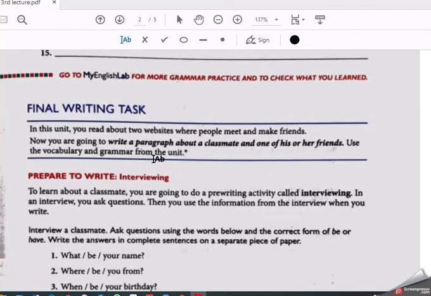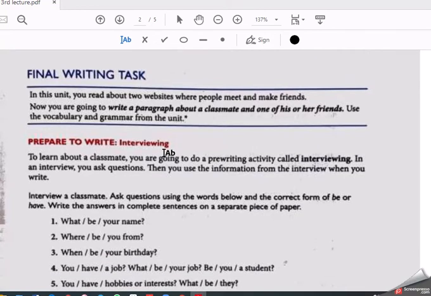The first one here, according to this book, is prepare to write. Before we write, what do we have to do? Here, now you are going to write a paragraph about a classmate and one of his or her friends. Use the vocabulary and grammar from the unit. Okay, so we choose a classmate here. You know what is meant by a classmate, your colleague, اللي هو صديقك بالصف. Then you are going to write a paragraph about your friend.